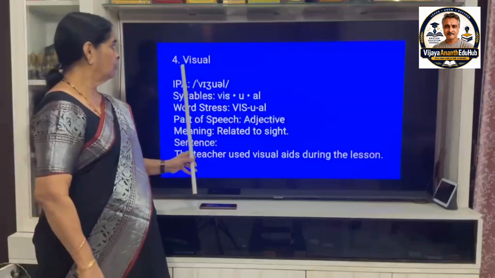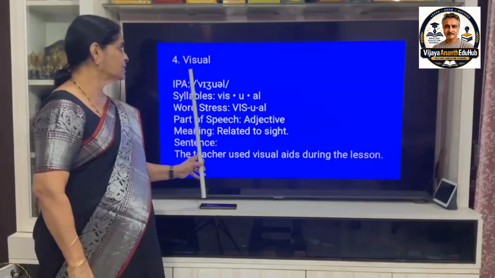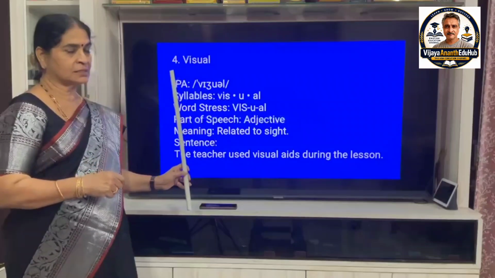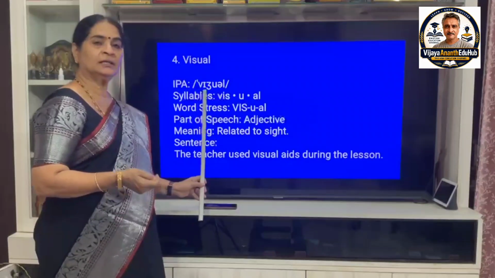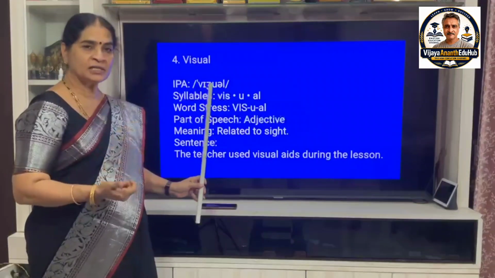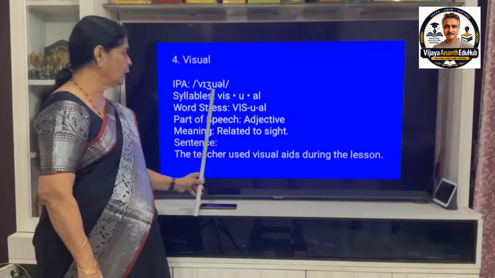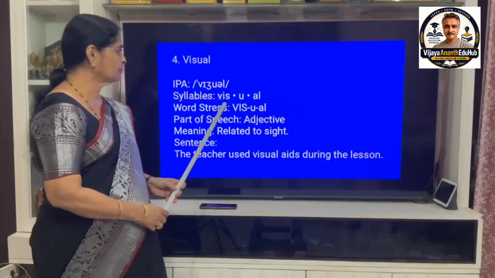Visual. Root is viz, but in the word that za sound becomes ja sound. Visual. Okay, syllables are three syllables.